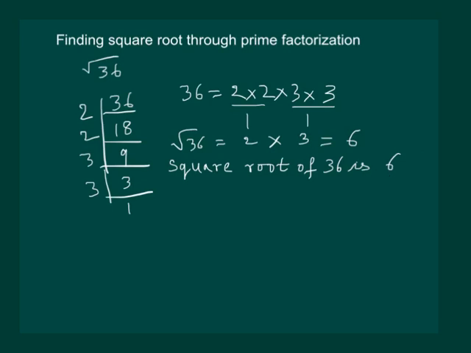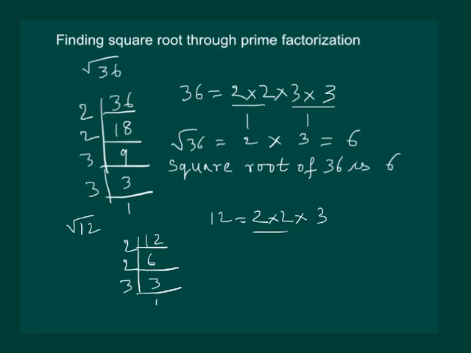Let us see what happens if the number is 12. We have to find the square root of 12. Let us prime factorize. We will get 2 6s are 12, 2 3s are 6 and 3 1s are 3. That means 12 can be written as 2 into 2 into 3. Now we can only make one pair and hence we can conclude that 12 is not a perfect square.